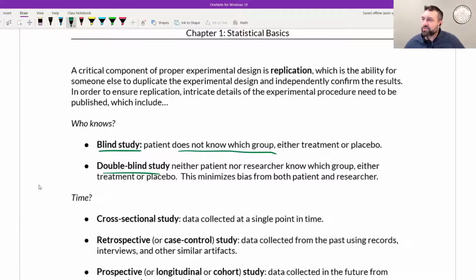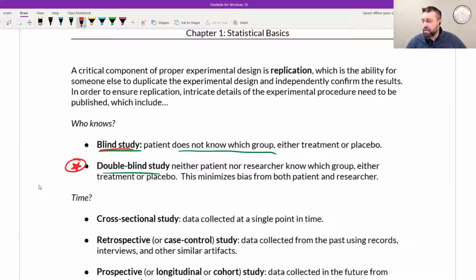So double blind studies are the way to go. That is the star treatment right there. You want to make sure that if you're reading a review of an experiment, somewhere in there they say this is a double blind study. So the patient doesn't know and the person administering doesn't know what they're giving. Okay. If an experiment only has a blind study, maybe not so rigorous. You definitely want to do a double blind study.